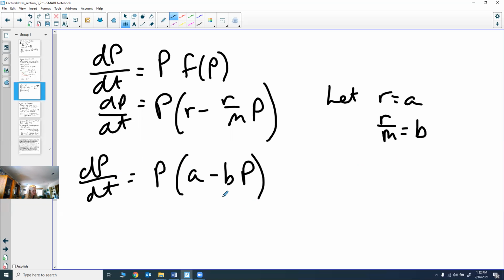And this is known as a logistic equation. And we can now solve this. The solution to this is the logistic function, and the graph is called the logistic curve.